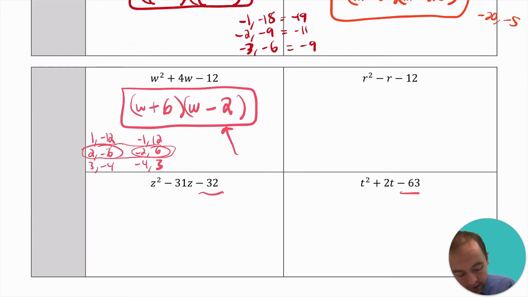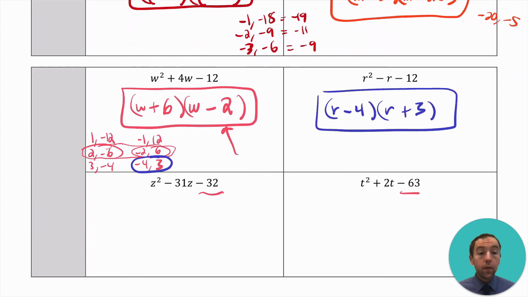With the next one, it also ends with a negative 12, right? But that doesn't mean that we necessarily need to use 6 and 2 again. Because what we have in the middle there is a negative 1r. So, based on our factor pairs that we had earlier, this would be the factor pair that we'd want. We'd want the 4 to be negative, and then the 3 to be positive, so that when we FOIL that out, we're going to simplify to a negative r in the middle, but still end with that negative 12 at the very end.